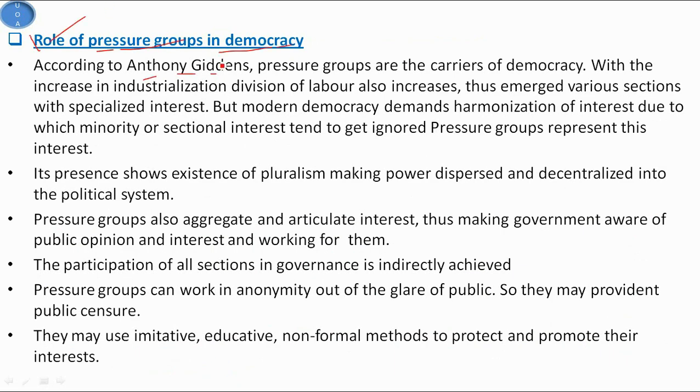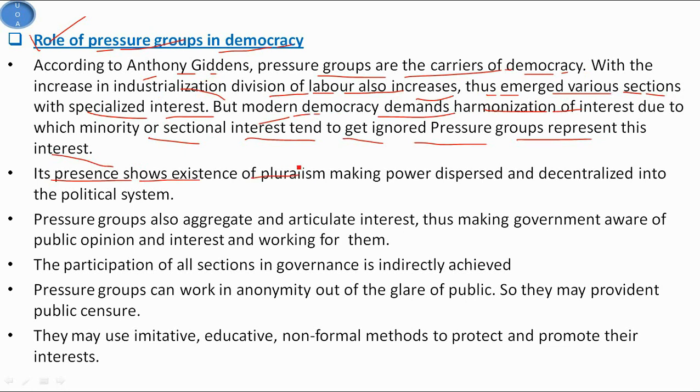According to Anthony Giddens, pressure groups are the carriers of democracy. With the increase in industrialization, the division of labor also increases, and thus emerged various sections with specialized interests. But modern democracy demands more harmonization of interests, due to which minority or sectional interests tend to get ignored, and pressure groups represent these interests. So their presence shows the existence of pluralism, making power dispersed and decentralized in the political system.